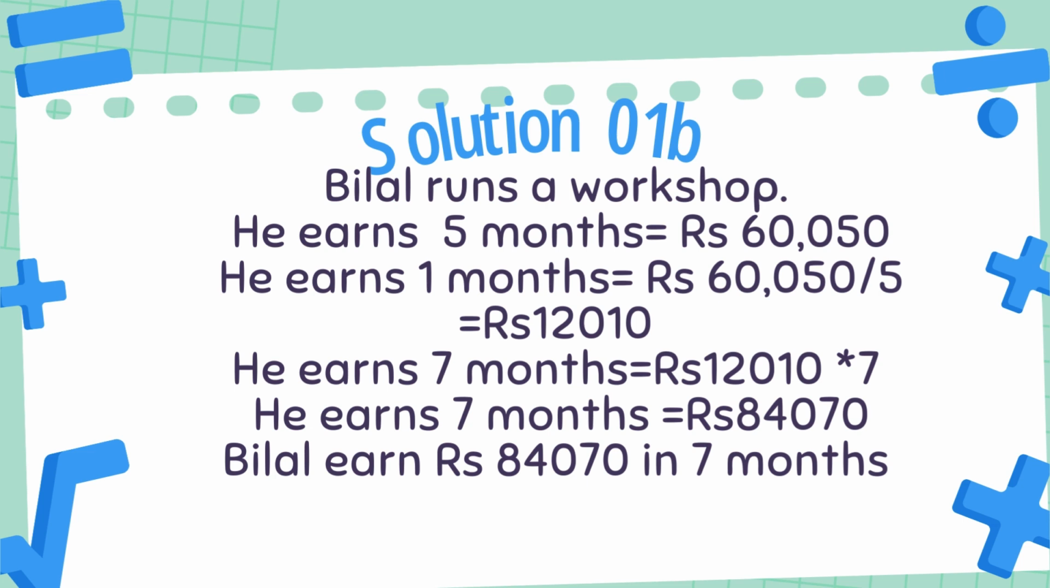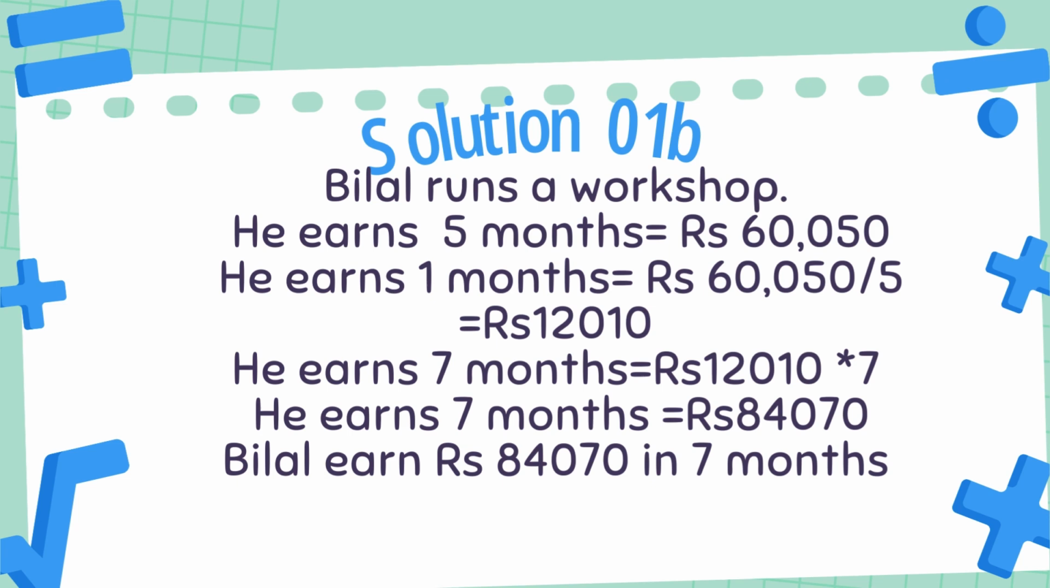Bilal runs a workshop and he earns 60,050 rupees in 5 months, which is given. How can we calculate the earning of 1 month? We should divide this value by 5. So 60,050 rupees divided by 5, and when we divide, we get 12,010 rupees.